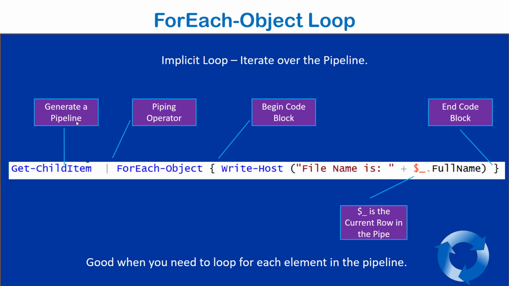And notice the begin and end code blocks. Now this one I formatted across. It was easier to do it that way, but I wanted to mark those off. And this is ideally used when you want to leverage the pipeline and you don't want to have to build an actual loop.